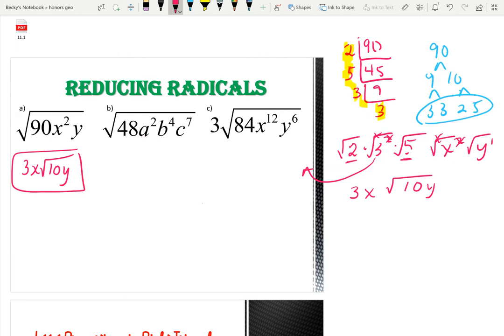Now, the nice thing is you can check it. Take the numbers on the outside and square it. So 3 squared is 9. 9 times 10 is 90. And x squared times y is x squared y.